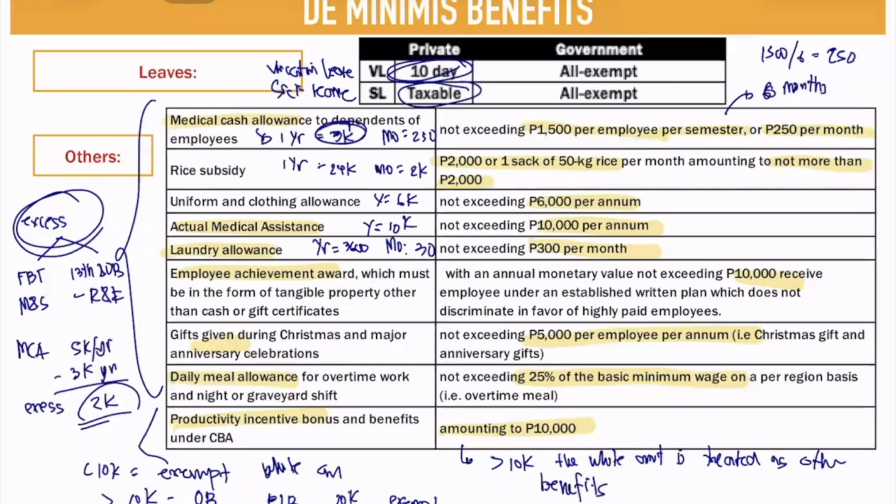Ulitin ko lang uli. Lahat ng rules natin sa leaves and others, ang kukunin ay excess. Sa productivity incentive bonus, if ever it is less than 10K, exempt. If more than 10K, then the whole amount is now treated as part of your other benefits. Now, if it's treated as part of other benefits, how do we tax it? For managerial and supervisory, fringe benefit tax. While for rank and file, add it to your 13th month pay and other benefits. Okay? So you need to learn and remember the minimum amount for each type of de minimis benefit.